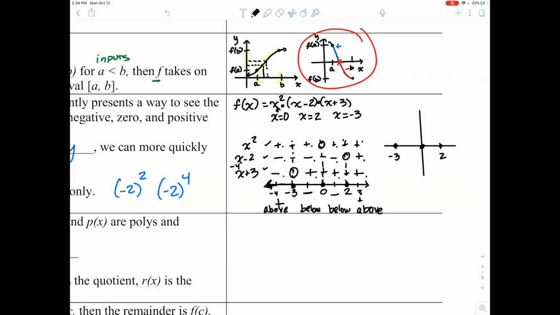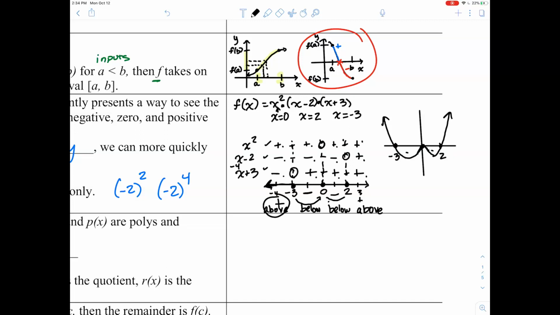All right? And to the left of negative 3, my graph is going to be above the x-axis. Between negative 3 and 0, I'm below, so I'm going to go negative, and then I'm going to come back up to my 0 here. And then between 0 and 2, I'm back below, so I'm going to bump off of the 0 and then be below. And then after 2, I'm above. So the graph looks something like that.